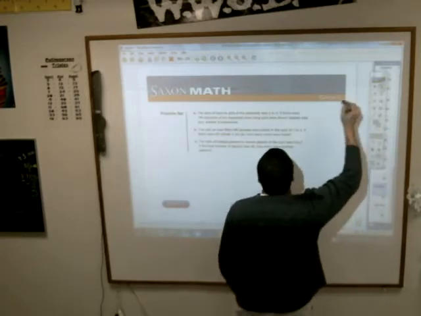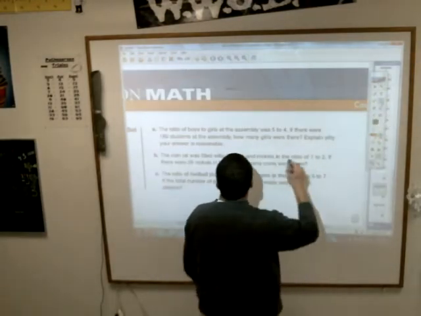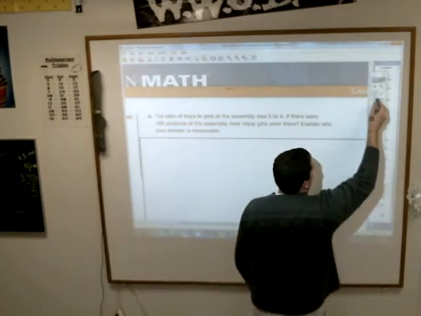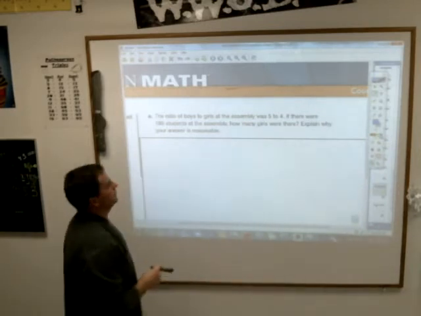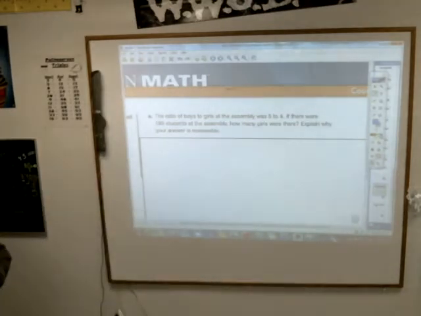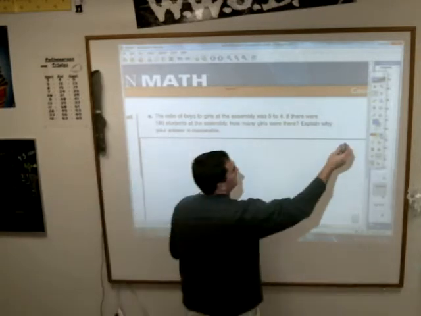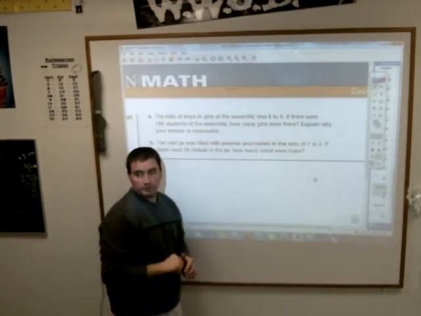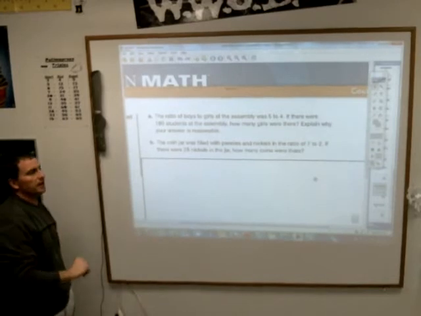Yeah, here we go. Take a look at this one. Practice problem, just to make sure we got it. Practice letter A says the ratio of boys to girls in the assembly was 5 to 4. If there were 180 students, how many girls? Let's go to B. The coin jar was filled with pennies and nickels in the ratio of 7 to 2. If there are 28 nickels in the jar, how many coins were there?